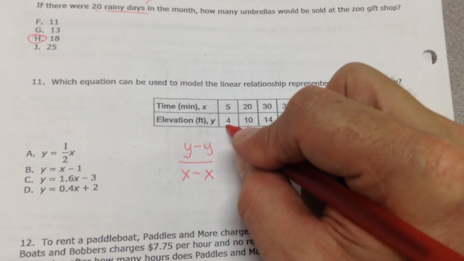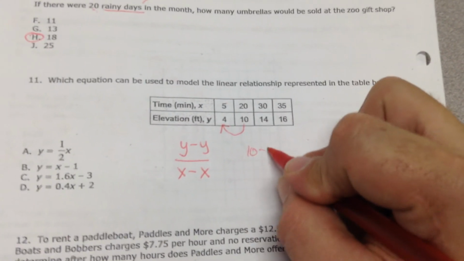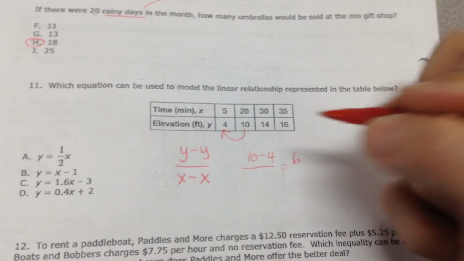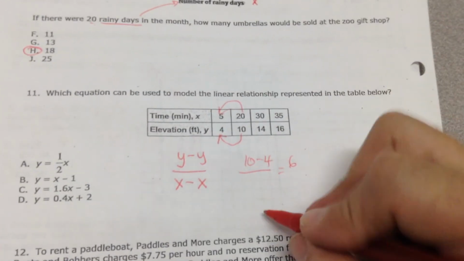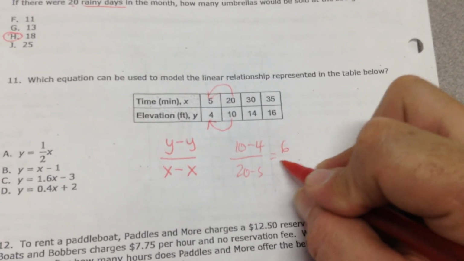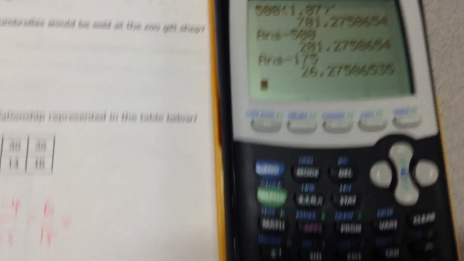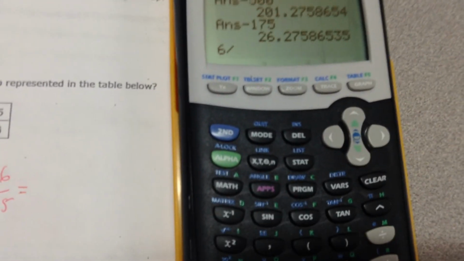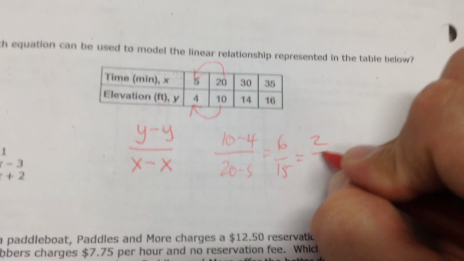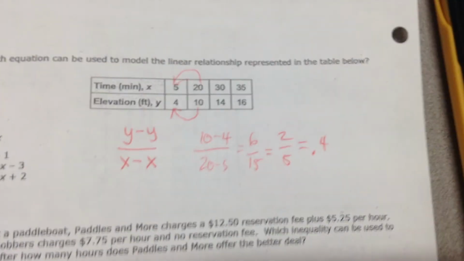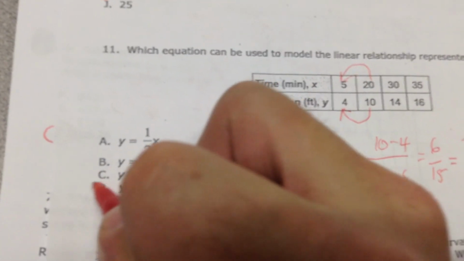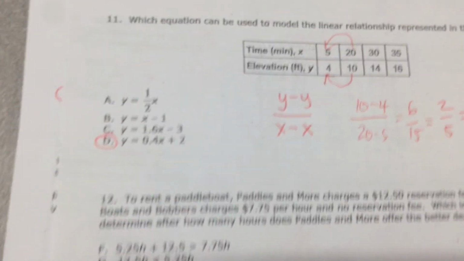So all I have to do is 10 minus 4, which is 6. And on the bottom, 20 minus 5, which is 15. And if I just put this in the calculator, watch this, I don't even have to simplify it. 6 divided by 15 gives me an answer of 0.4, because it's the same as 2/5, which is 0.4. And that tells me in my equation that should be the number in front of the x. And there we go, right there, 0.4.